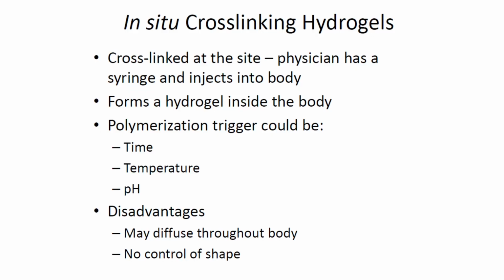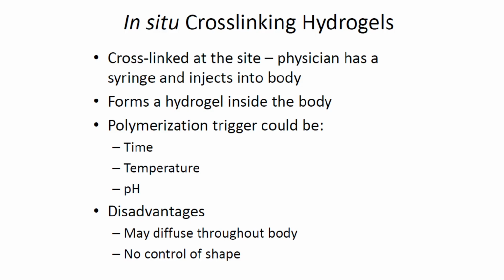So what are these? These are cross-linked at the site where a physician has a syringe and will inject both these polymer chains. Let's say your hydrogel is made of two different polymer chains, and it will cross-link only under certain conditions which are found inside the body. Let's say at temperature 37, which is your body temperature, and it forms a hydrogel inside the body. So this polymerization trigger can be anything. It can be time. Let's say your two polymer chains require a certain amount of time to react with each other, or it can be temperature, or it can be pH.